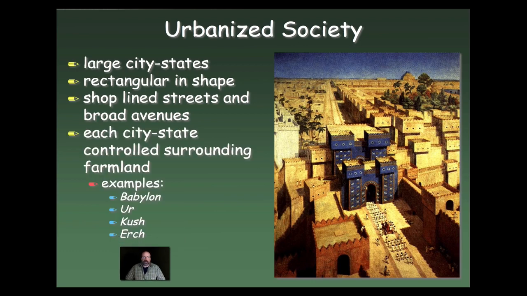Each city-state also controlled the surrounding farmland. It wasn't just a city, it was literally a city-state. People lived within the city walls, but the surrounding farmland was also controlled by the city as well. In fact, without the farmland, you wouldn't be able to sustain the people living in the city. So some really good examples of cities from ancient Mesopotamia might be Babylon, Ur, Kish, and Uruk.